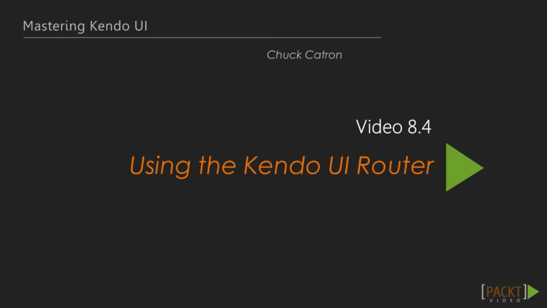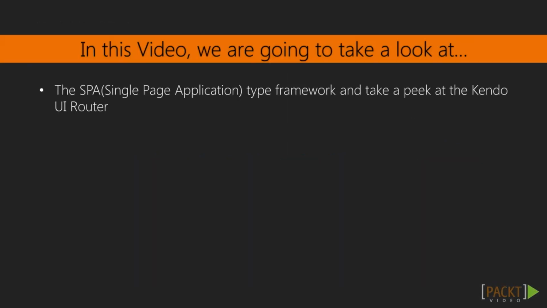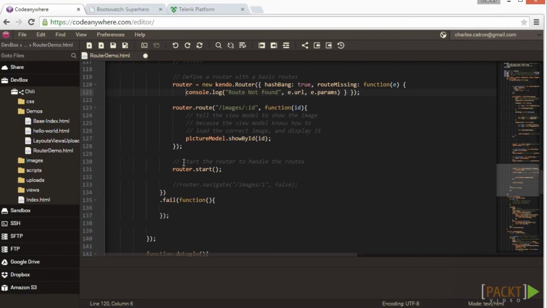In the last video, we took a look at the Kendo UI upload and how to use it with the Telerik backend services to upload images. Now, we return to the SPA type framework and take a peek at the Kendo UI router. So we need to add a Kendo UI router and set it up for our SPA. And in case you didn't know, SPA stands for Single Page Application. Let's open router-demo.html in the demos folder.